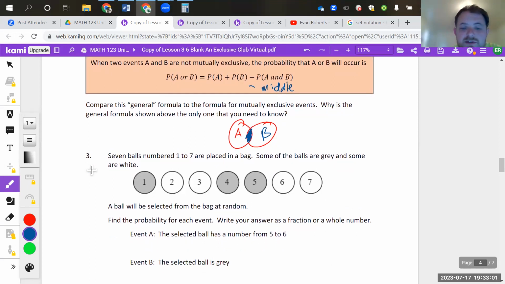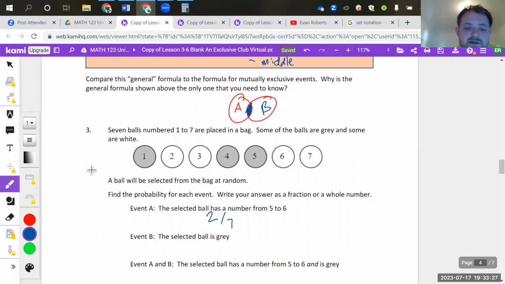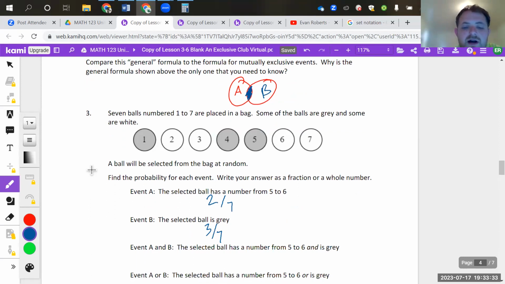So if we've got these 7 balls in this bag, some are gray and some are white, we're curious if the selected ball has a number from 5 to 6. So there's 2 of those, and there's 7 balls total. So the odds of that happening are 2 out of 7. Okay. We're curious, what's the probability of the selected ball being gray, which would be 3 out of 7. And then the selected ball has a number from 5 to 6 and is gray. From 5 to 6 and is gray, that's only the 5. So that would be a 1 out of 7 scenario.